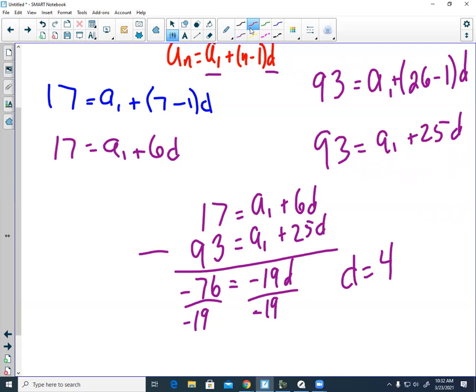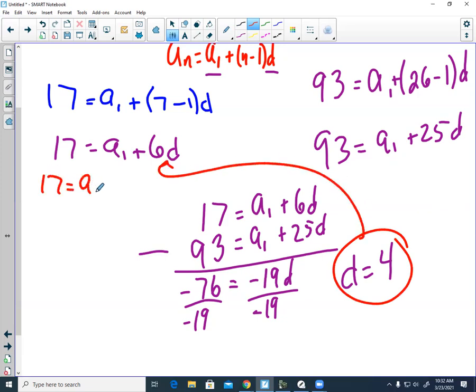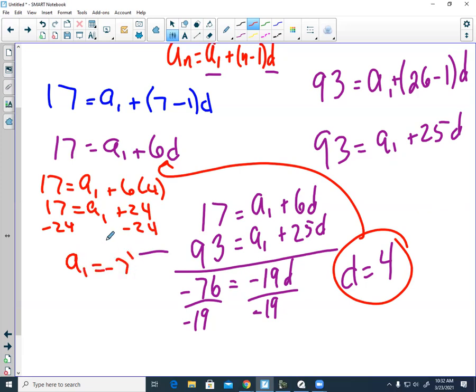I would only plug it into one of them. But I've got D is 4, so this gets plugged in right here. So now I get 17 equals A1 plus 6 times 4. So 17 equals A1 plus 24, minus 24. So I get A1 equals negative 7. So now I have my A1 and I have D. Right? So I've got both things that I need for the formula. Now I can write the formula, which we will do.